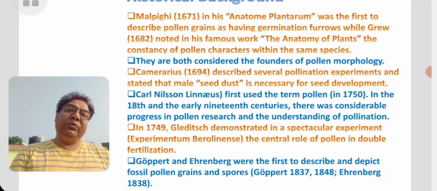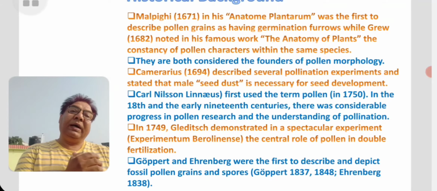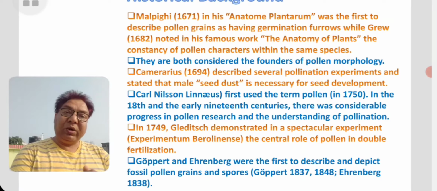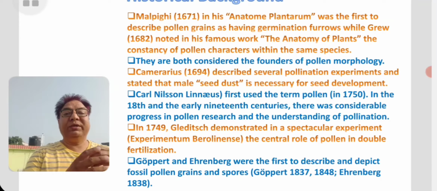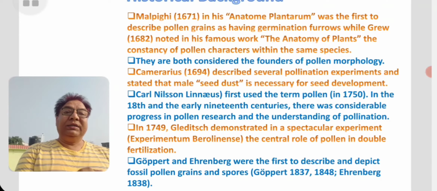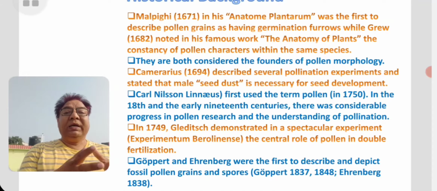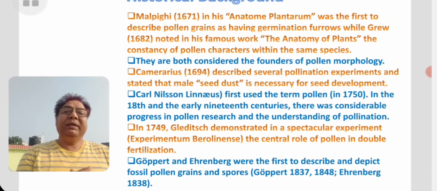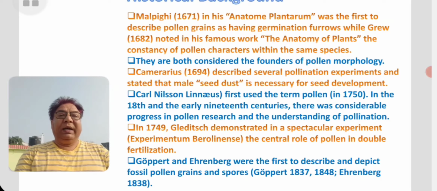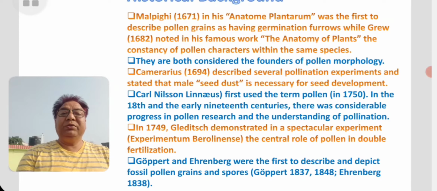Malpighi and Grew are considered the founders of pollen morphology. Malpighi in 1671, in his book Anatomia Plantarum, first described the pollen grains and their germination. And then Grew, in his book The Anatomy of Plants, saw that pollen characters are constant for a particular species, so they can be a taxonomic character. And then, as I mentioned, it was Carolus Linnaeus in 1750 who coined the term pollen.